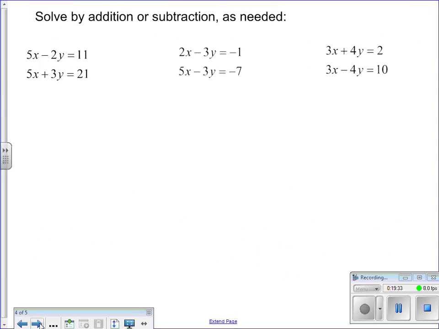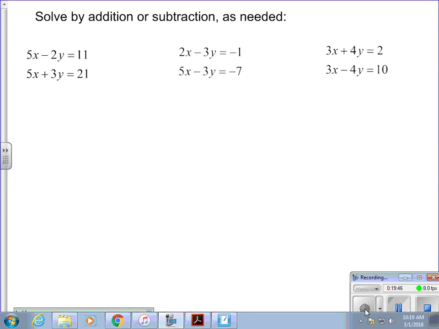3 more problems. Either add or subtract. Do what's necessary. Solve them out. Let's finish these up so we can move on to the next thing, so we have time to talk about the next thing that's also important. Okay.